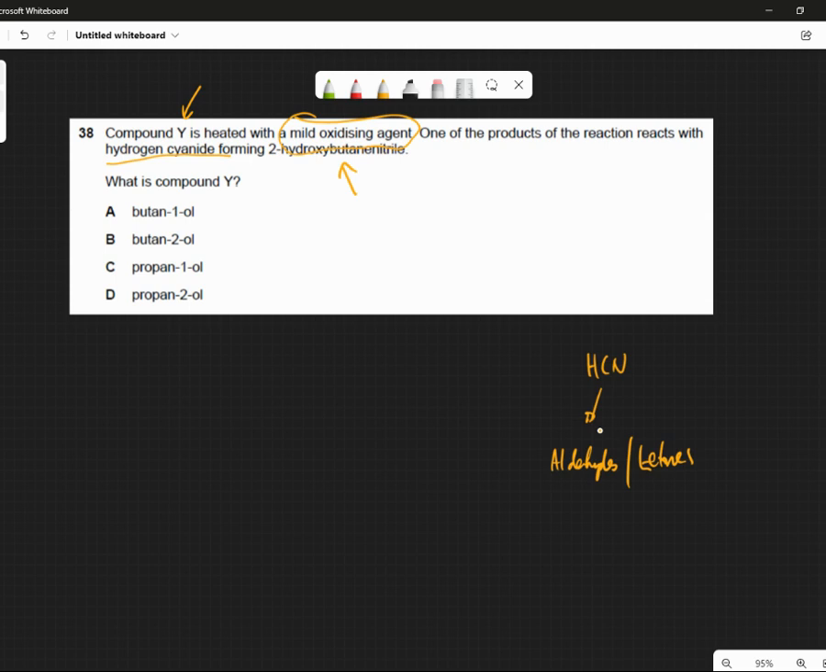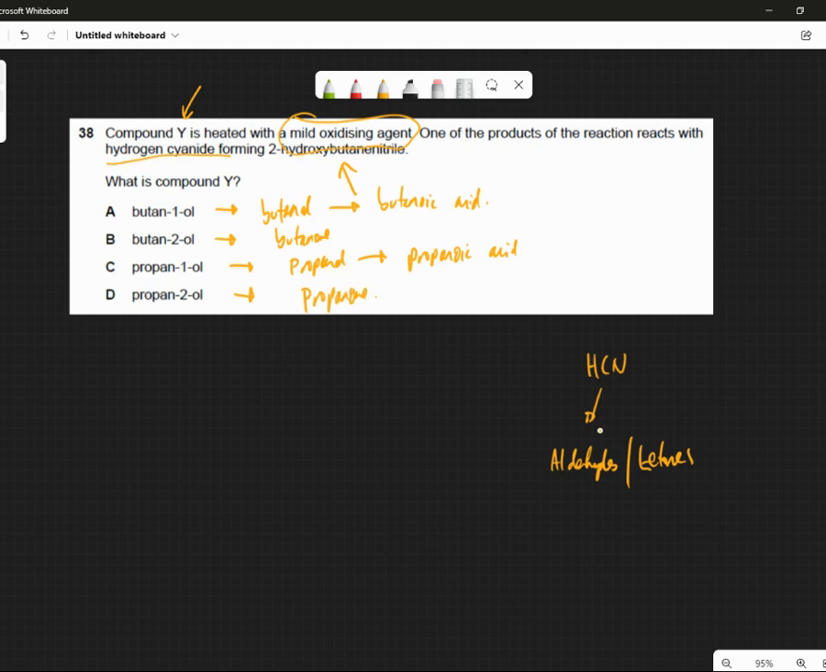So if we oxidize butan-1-ol, well, I don't know how mild we're going to oxidize it, we could get butanal, and then you would get butanoic acid. If you do butan-2-ol, you'll get butanone. If you do propanol, you'll get propanal, and then propanoic acid. And if you do propan-2-ol, you'll get propanone.